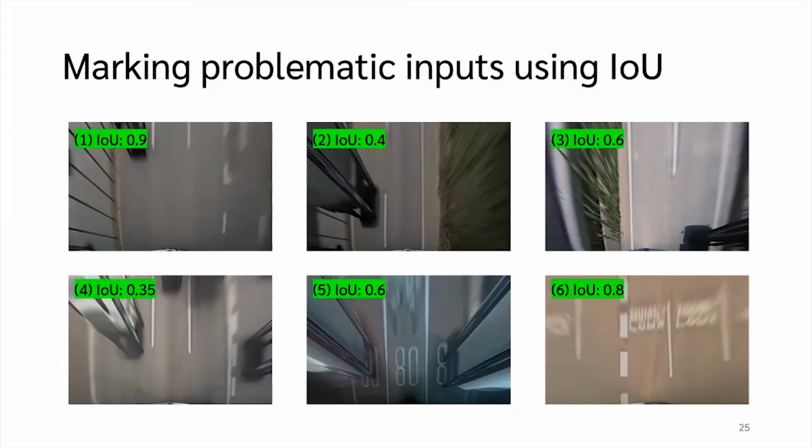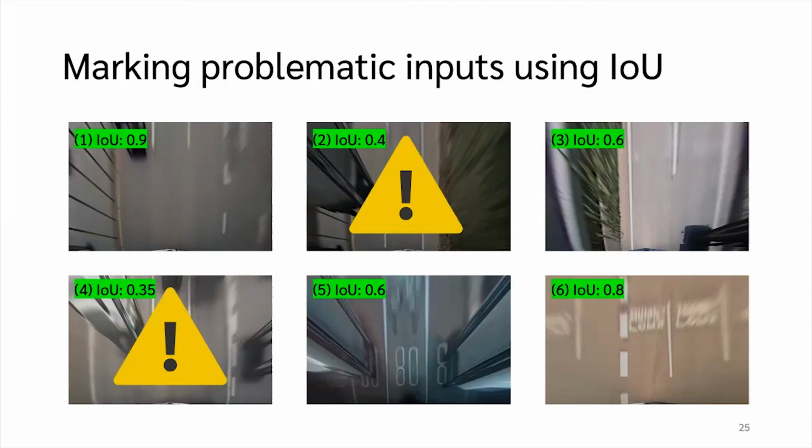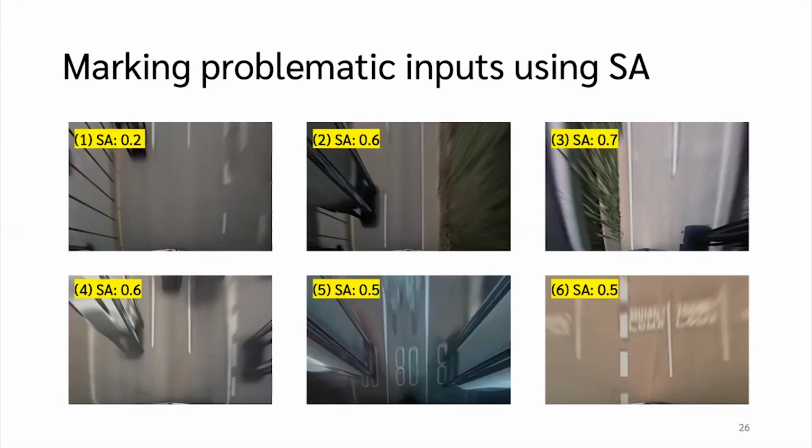If we know the IOU values and set the IOU threshold as 0.4, then we can find some images whose IOU values are below 0.4, like this. So we say these images are problematic and other images are not problematic. The choice of the IOU threshold was made based on the experience of the engineers at the company. However, we do not know the IOU values, so we compute surprise adequacy for each input to find the relationship between the problematic images and SA values.